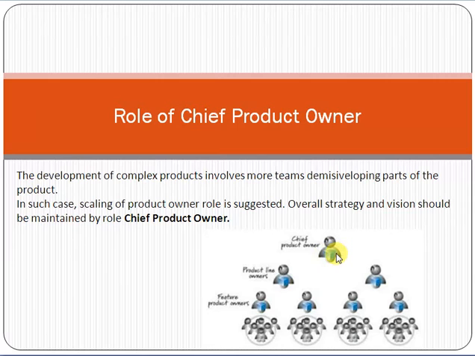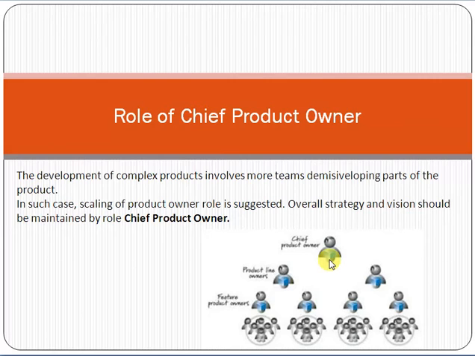Let's try to understand from here. This product owner pertains to this team, this product owner pertains to this team, and all these product owners are reporting to the chief product owner here. So think of the chief product owner as the boss of the teams, and all the product owners belonging to that product are reporting to the chief product owner. This is the concept of chief product owner.